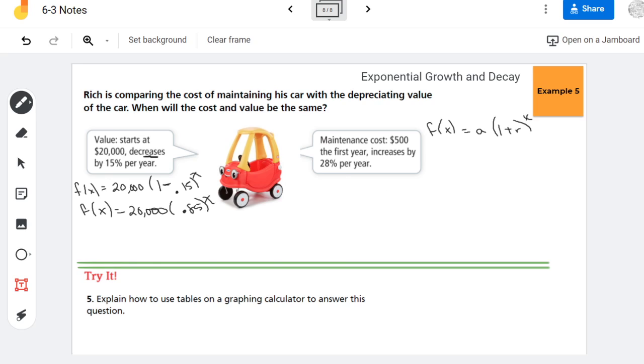So now let's look at his maintenance cost. His maintenance is starting at $500, and then it's increasing. It costs more and more to fix his car. So this is going to be a plus instead of a minus. That 28% is 0.28.